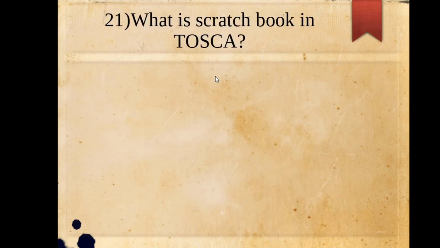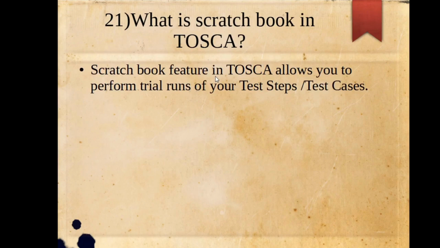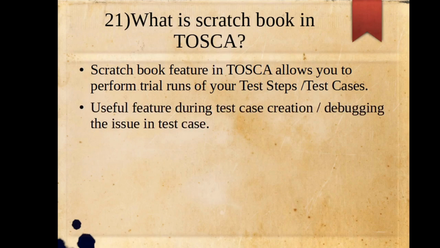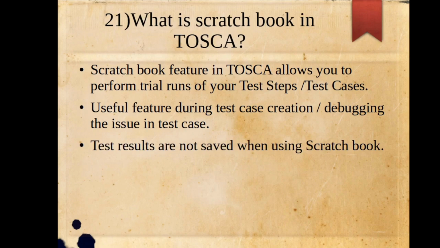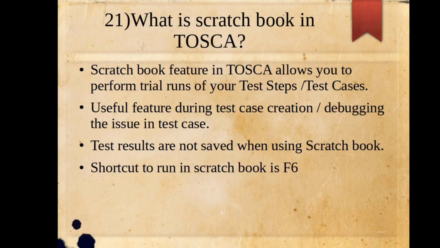What is Scratchbook in TOSCA? Scratchbook is a feature in TOSCA which allows you to perform a trial run of your test steps/test cases. It is a useful feature during test case creation and debugging issues in the test case. Test results are not saved when using Scratchbook, and the shortcut to run Scratchbook is F6. So this could also be asked as what is the drawback of running in Scratchbook. So we can always mention that the test results are not saved when using Scratchbook.